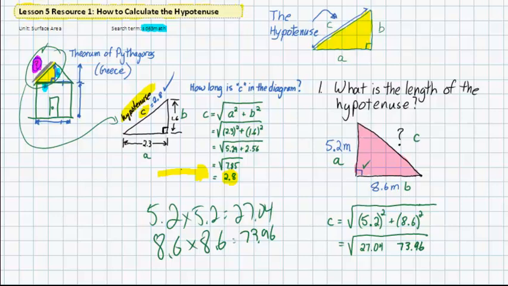So I'll write that in, add them together, and I get 101. When I take the square root, I get 10.0 meters. And that's how long the opposite side is. That's how to calculate the hypotenuse.